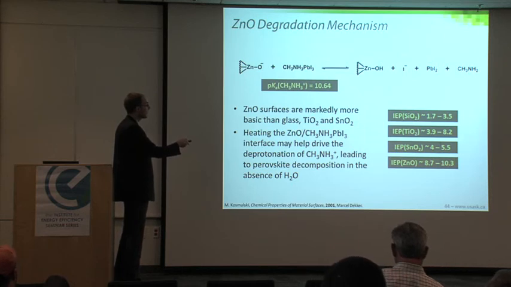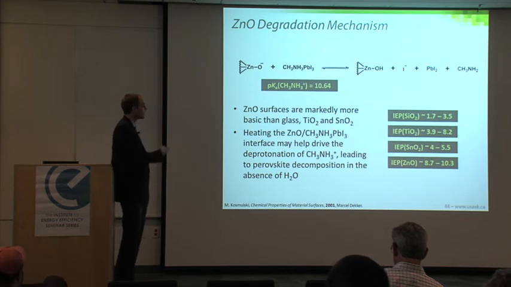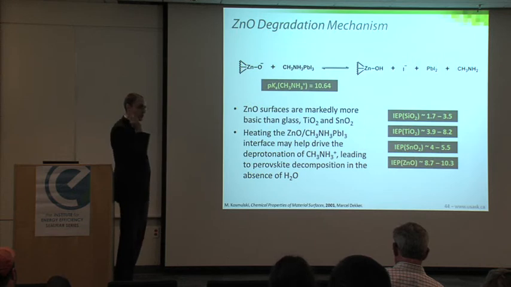This can drift away. The HI may then eat away at your zinc oxide layer, liberating water, which attacks your perovskite further, and the whole thing falls apart. And so this, we think, was really the mechanism by which these samples decomposed.